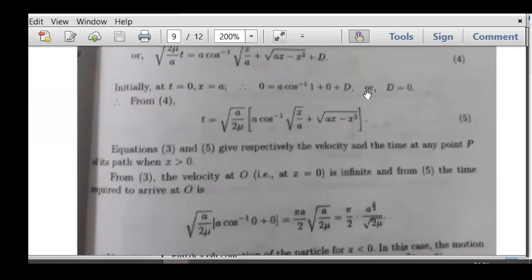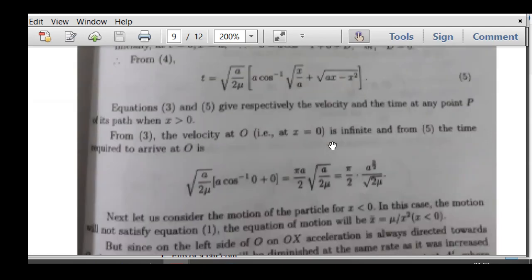Now, what will be the time required to arrive at O? That can be given from here, because you put x equals 0 here and you get the time. So this is the time.